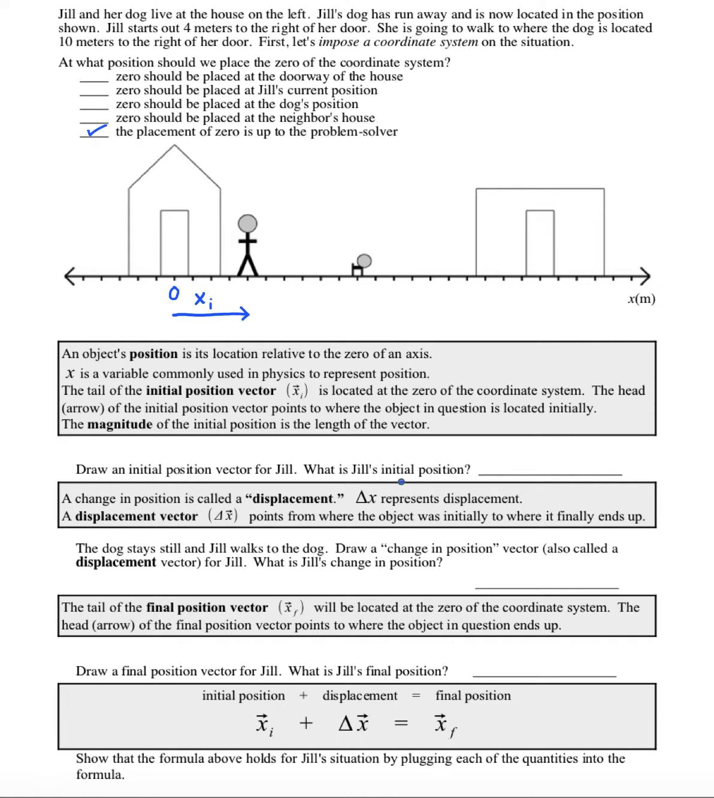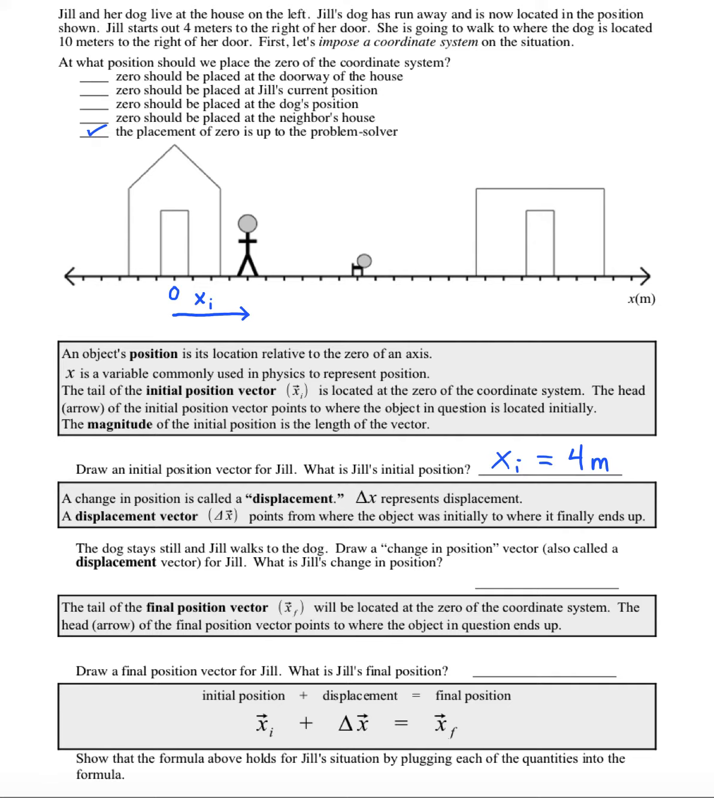Now let's state what Jill's initial position is in a symbolic form. So we want to use a number and a unit. So since she's 4 meters to the right of this doorway, notice that the x variable has units of meters. We're going to say it's 4 meters. And that is a fine answer. And we could just stop there and be done with the problem. However, I'm going to take it just one step farther.